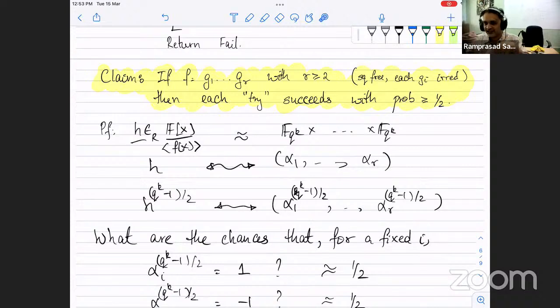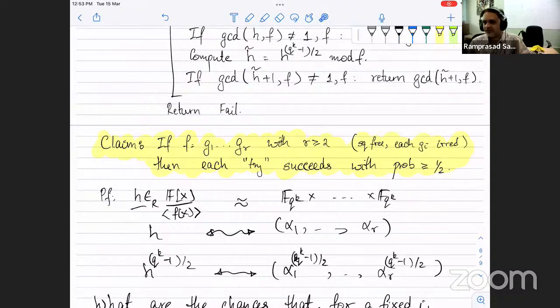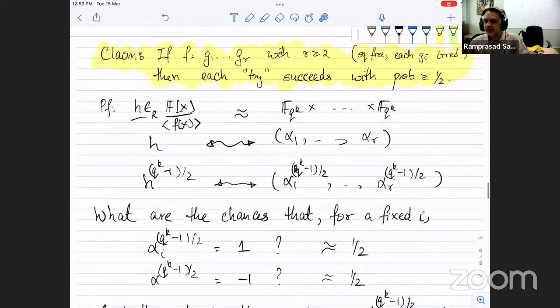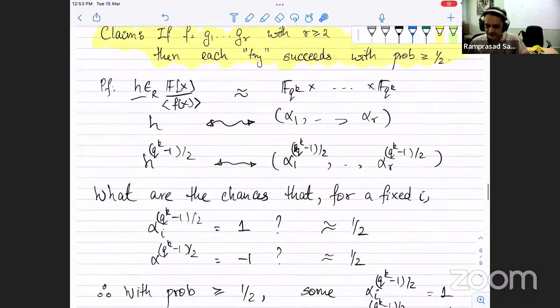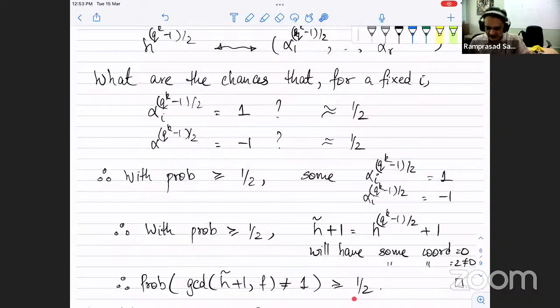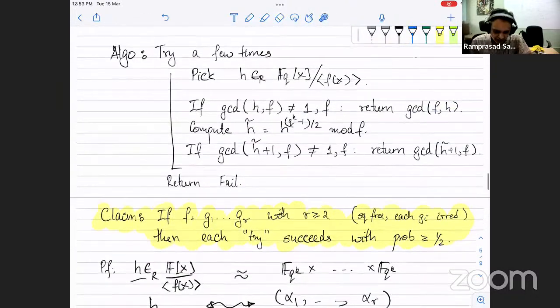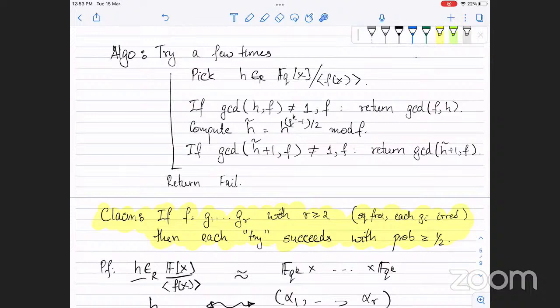In order to change that plus 1 or minus 1 with probability half into 0 or non-zero with probability half, you just either add 1 or subtract 1. It doesn't matter. You just want to convert one of these things to 0. And what the algorithm did was it just added 1 to that expression. So now, with very good probability, some coordinate must have been 0 and some coordinate must have been non-zero. Therefore, you will definitely find a GCD. And that's it. That's the algorithm. Currently, the error probability is half. And if you are not satisfied with an error of half, you just repeat this a few times so that you reduce the error exponentially.